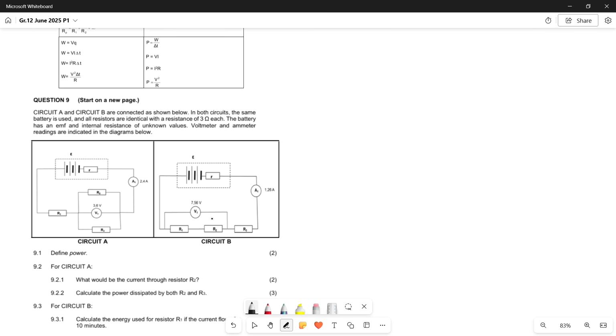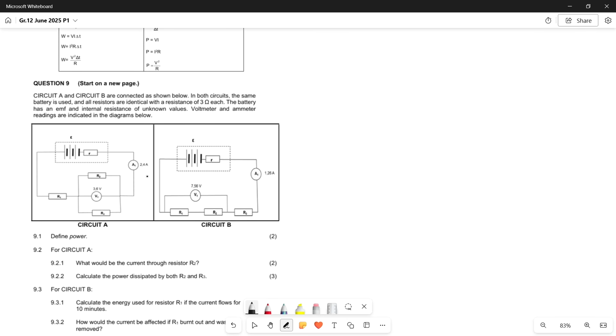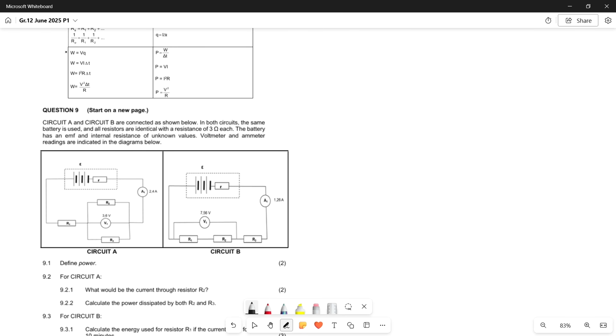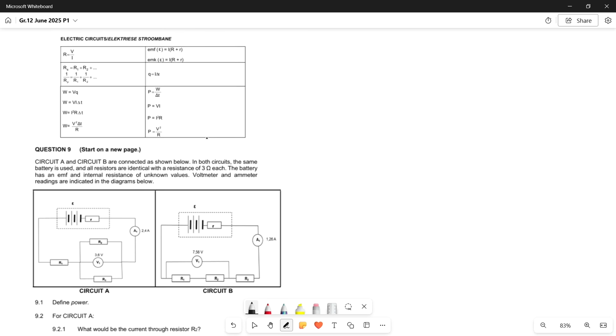Hey grade 12s, so if electric circuits is a bit confusing or if it's been a while since we've done it, we're about to break down question 9, the last question of the June 2025 physics paper. So let's jump right in.